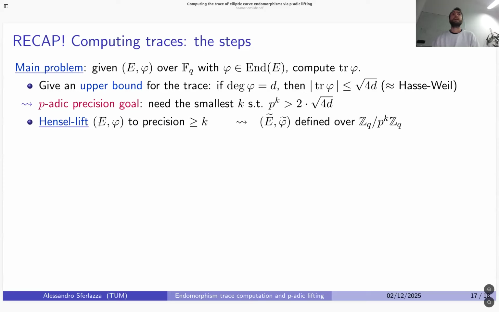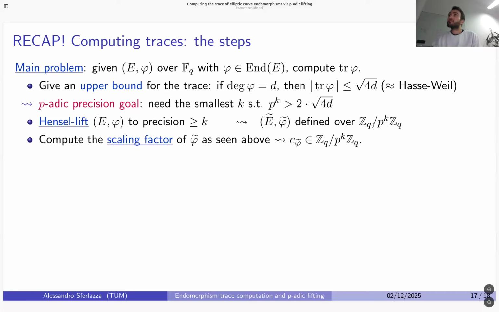So if we get an elliptic curve and an endomorphism, and we lift it to such a precision, we get something that is defined over the p-adic ring with precision k, so modulo p up to multiples of p to the k. And now in this ring, we can compute the scaling factor. We saw the trick, so we can do that. Quite convenient. And once we can get a scaling factor that also lives in the same ring, p-adic modulo p to the k.